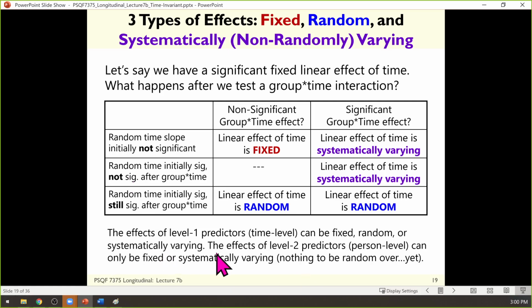So level 1 predictors then, you can describe them as fixed. Everybody gets the same slope. It is literally a constant. You can describe them as random. People need their own version of the slope. Or somewhere in between, people need different slopes as a function of another set of predictors, but not randomly otherwise. That's systematically varying.